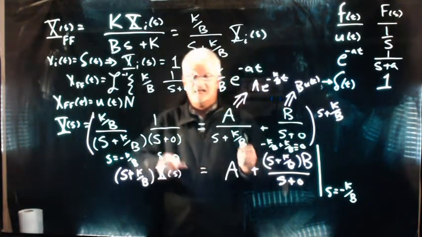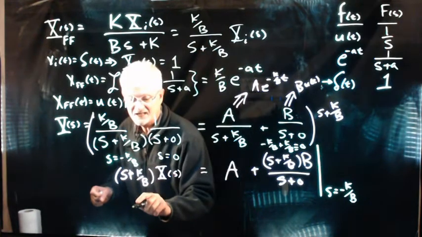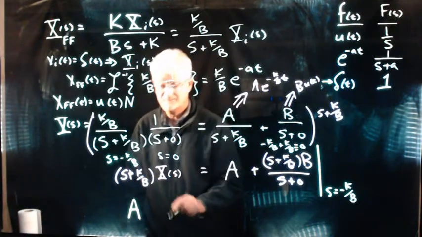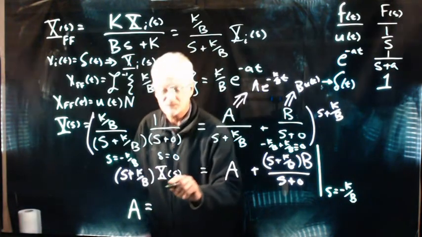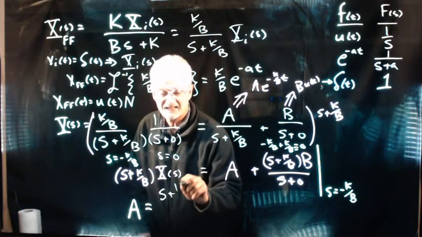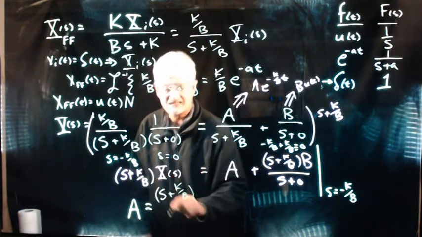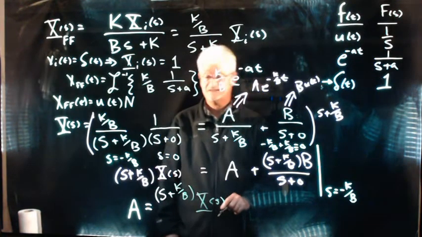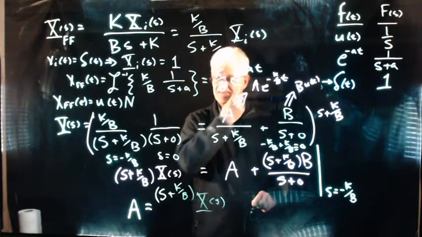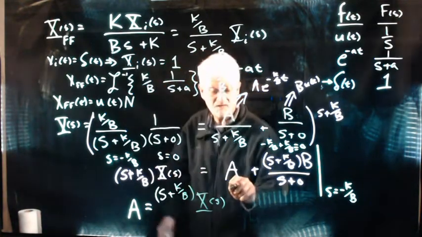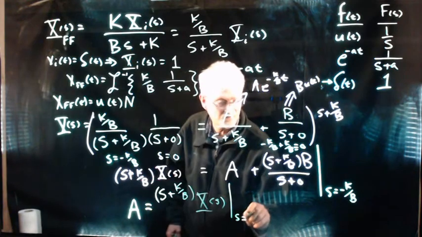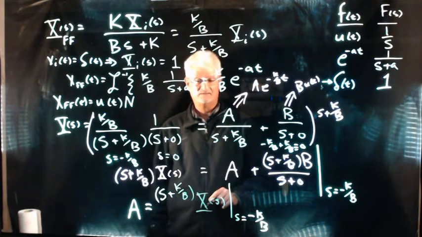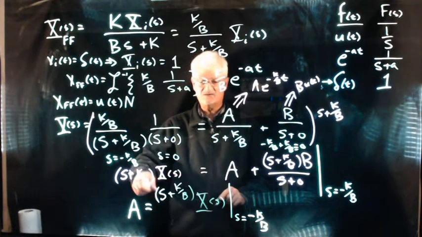And so now, here's a formula that we've just derived that we can use. Whatever coefficient we're looking for is equal to the root that we're interested in, s plus k over b, times the entire function x of s. And then all we have to do is evaluate it at s equals the root that we're interested in. So let's try doing that.